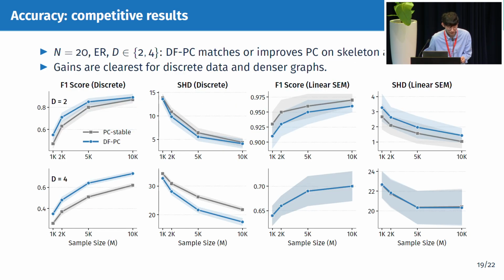First, accuracy. Across those settings, DFPC is quite competitive with the PC algorithm and often improves the recovered skeleton. The gains are particularly clear for discrete data and denser graphs. This is important because our goal is not simply to perform fewer tests. By avoiding some fragile, higher-order tests, we can reduce the statistical burden without sacrificing much structural accuracy.